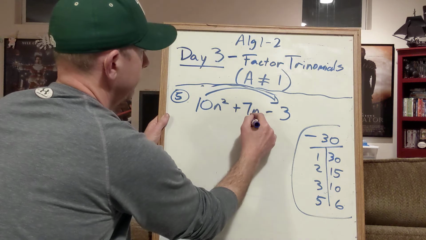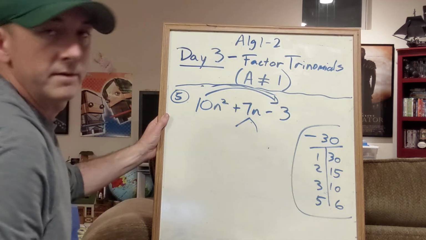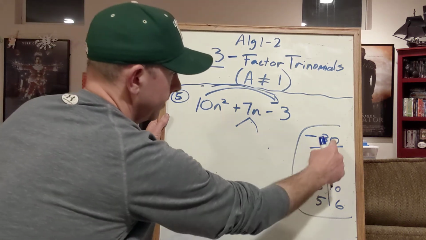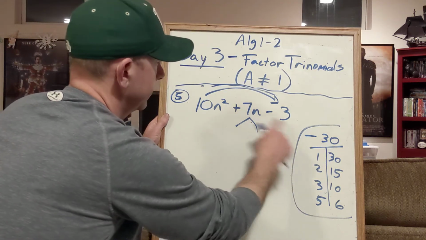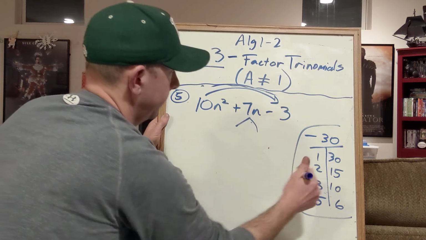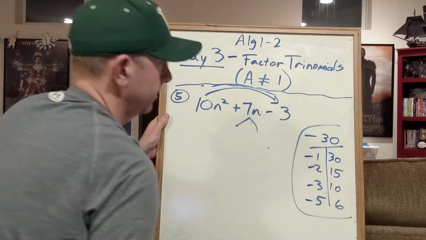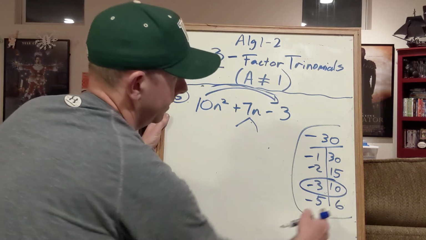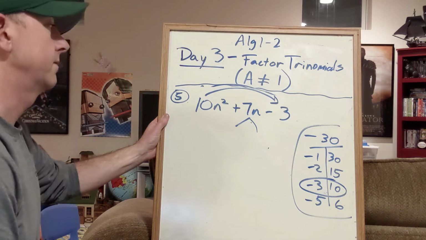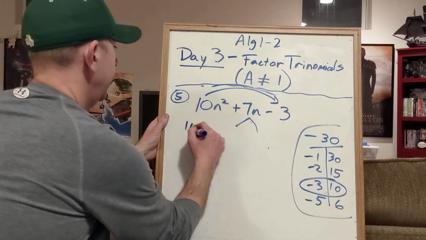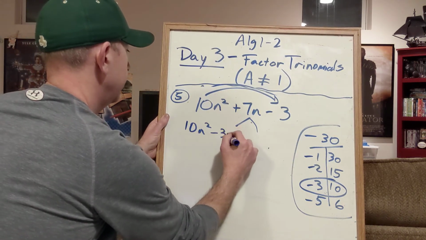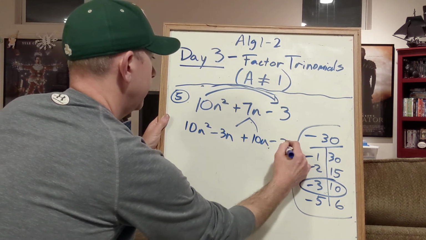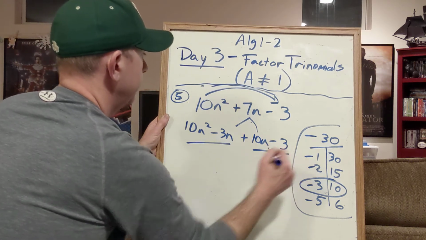All right, so we want the one that combines to the 7. So 1 and 30, and now also note, this is positive 7. So this time the larger column is going to be the positives. So because this is negative, I want it to subtract a 7. So all of these would be the negatives. So that being said, this one's out, that one's out. This would combine to 7, and that one would combine to 1, so it's out too. So we end up with 10n squared minus 3n plus 10n minus 3. So we go factor by grouping.